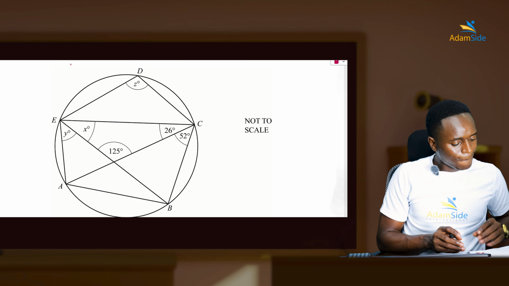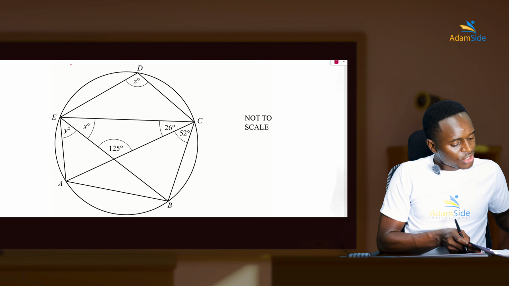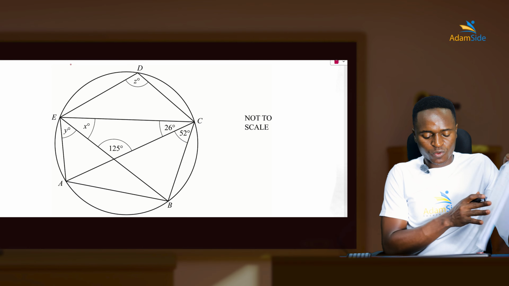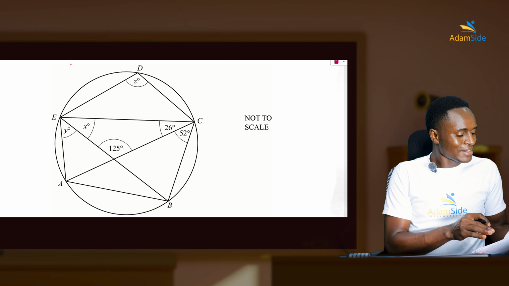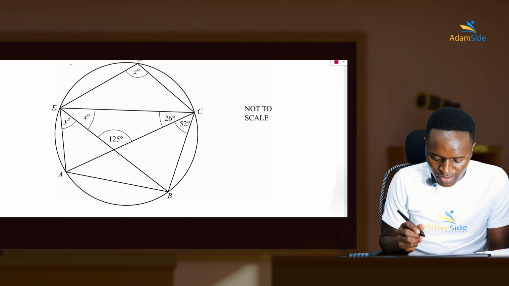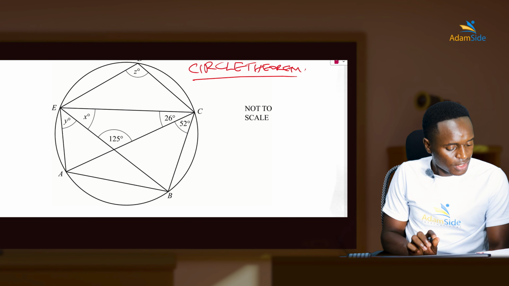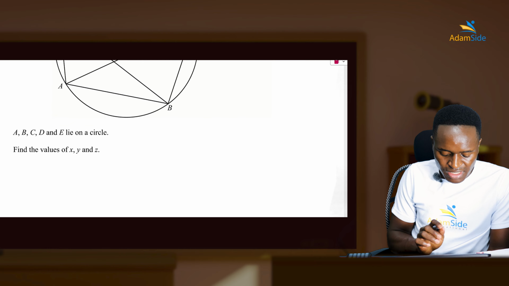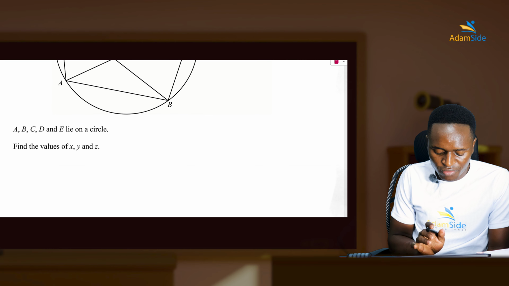Question 18. We're going to the unit of circle theorem. This is called the circle theorem. Okay, circle theorem. A, B, C, D, and E lie on a circle. Find the value of X, Y, Z.